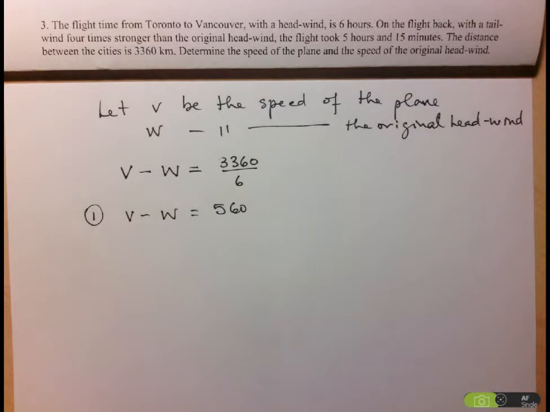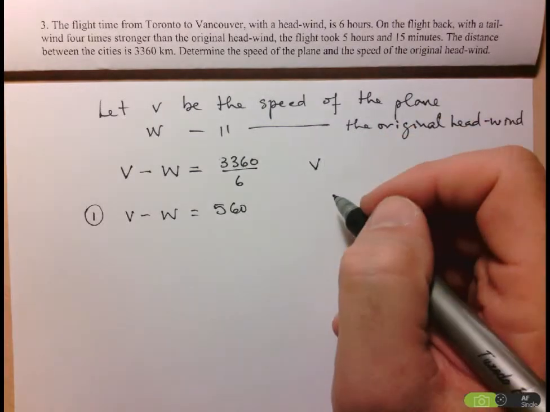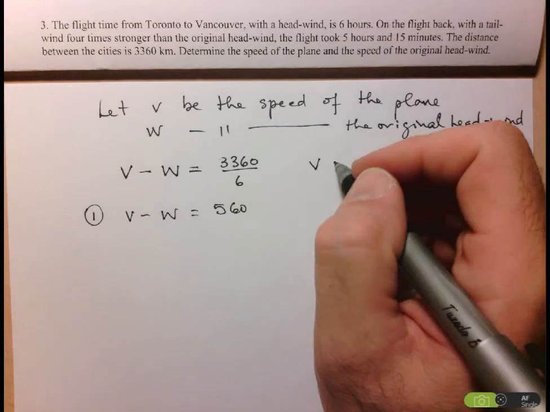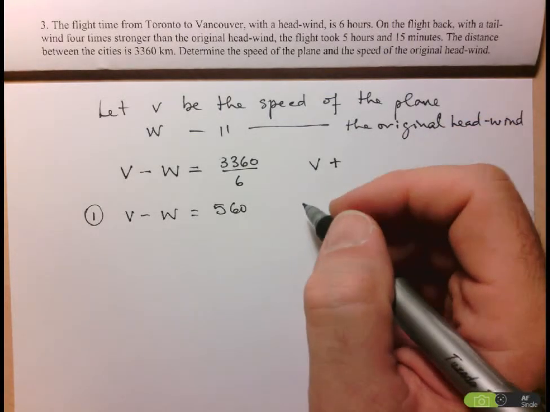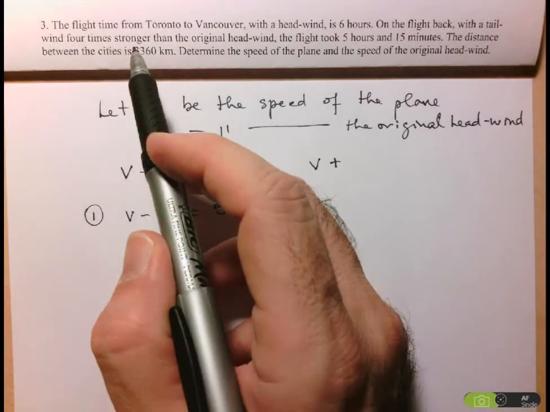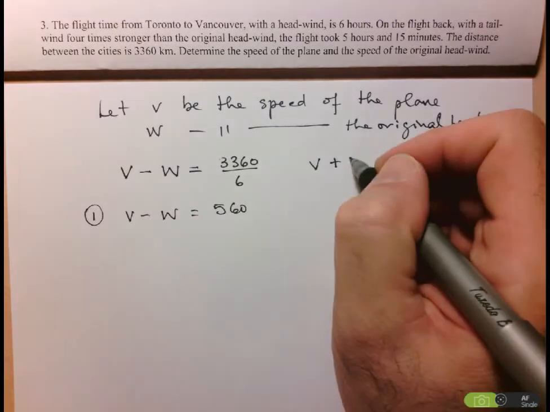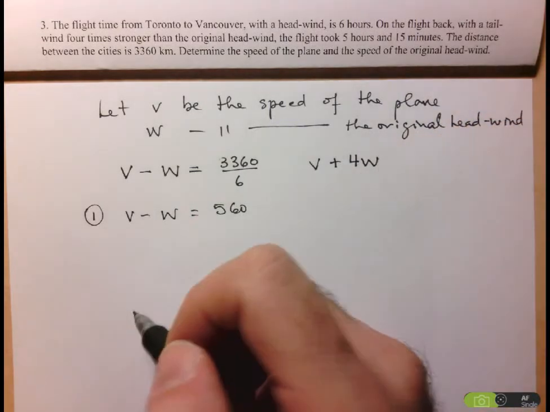So now let's write an equation for the trip back. Here again we have the speed of the plane, but since there's a tailwind, it's going to be increased by the amount of that tailwind. What's a little different in this question is it's not the same speed of wind. The tailwind here is 4 times that of the original headwind. So instead of adding w, I'm going to be adding 4 times w, 4 times the speed of the original headwind.